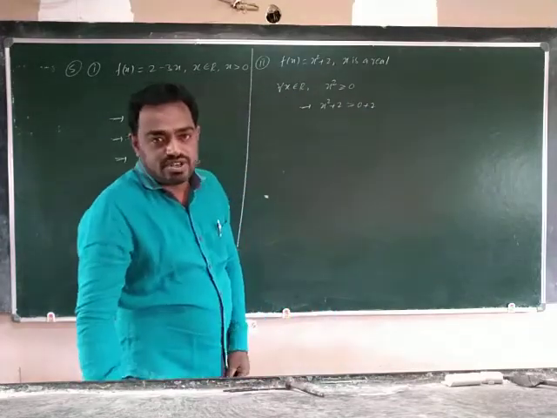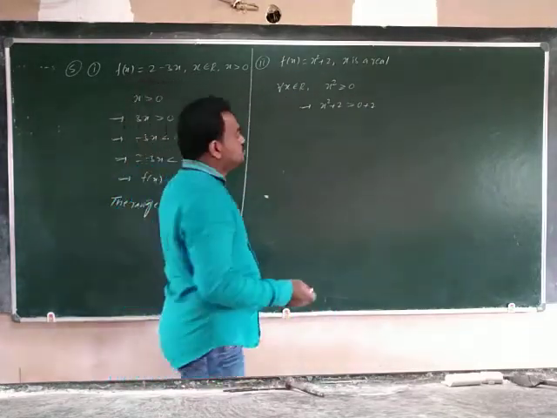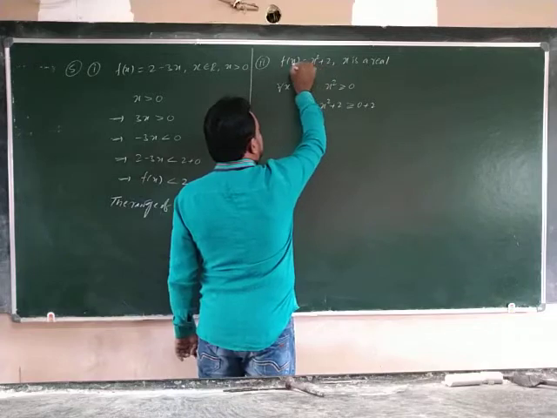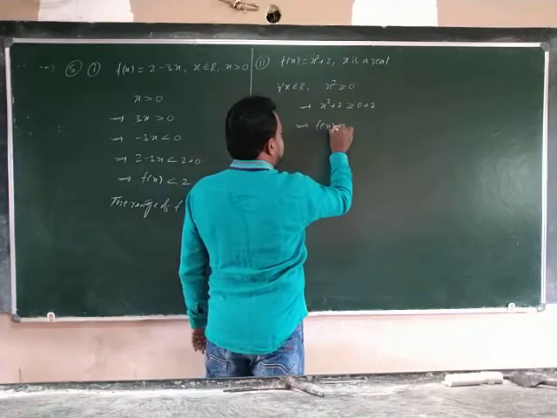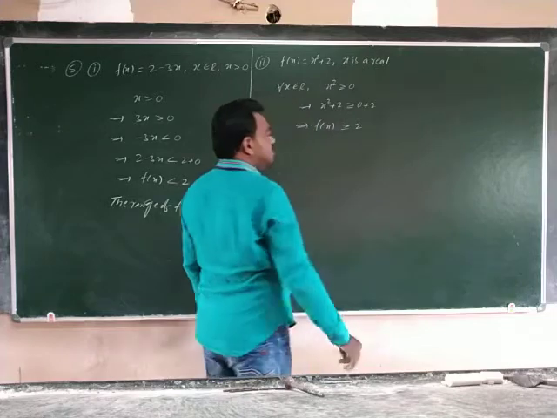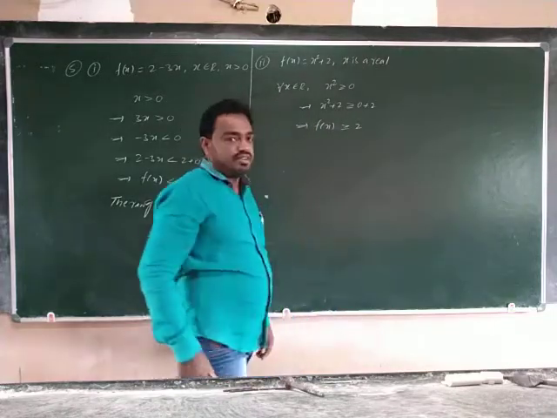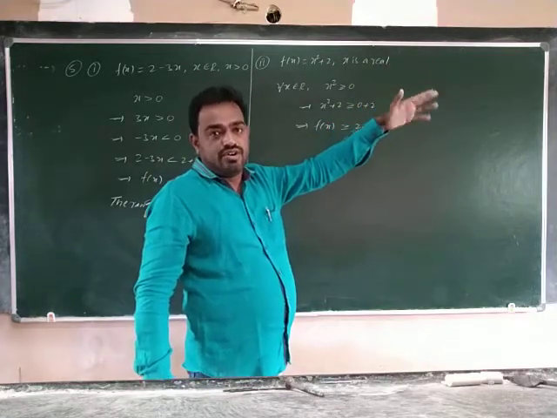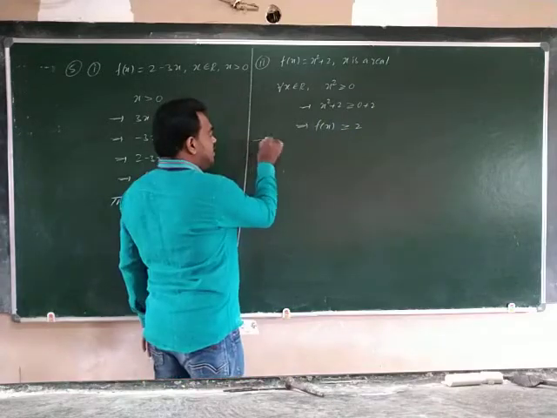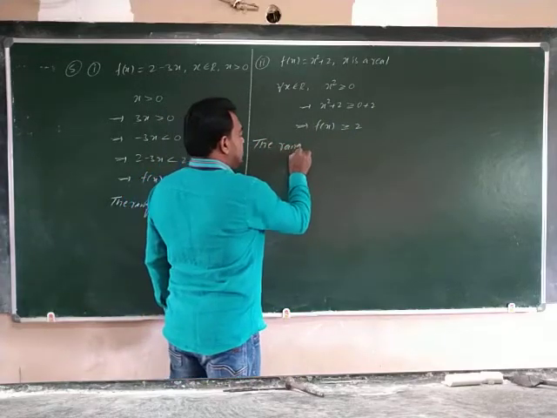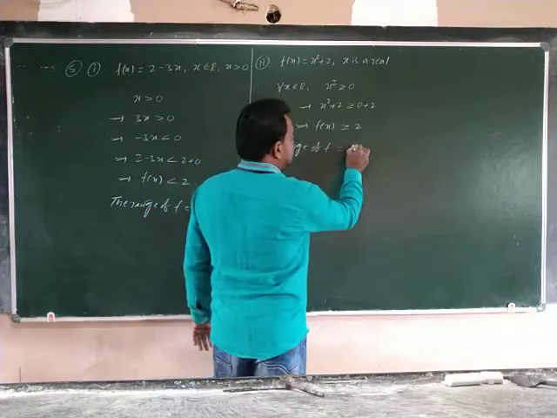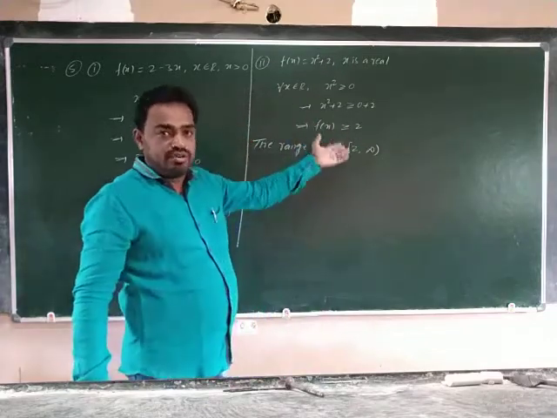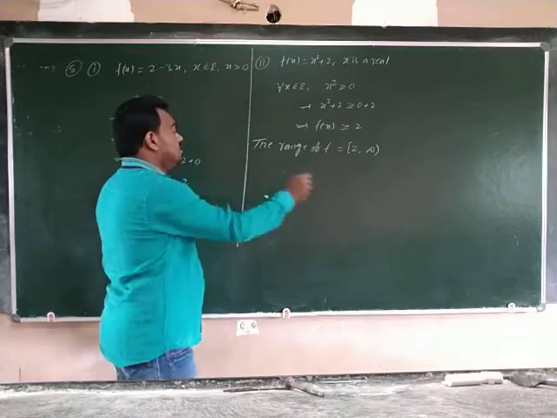For example, x is equal to 0, what are we getting? 0 square is 0 only. So x square plus 2, which is nothing but f of x. So f of x is greater than or equal to 2. That means the f of x values are from 2 to infinity. Therefore the range of f is equal to 2 to infinity. Above 2 values, including 2 also, 2 to infinity. Okay, that is the range.